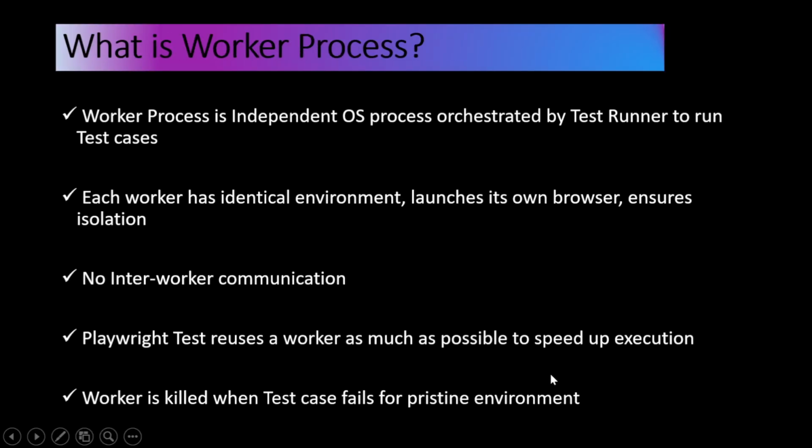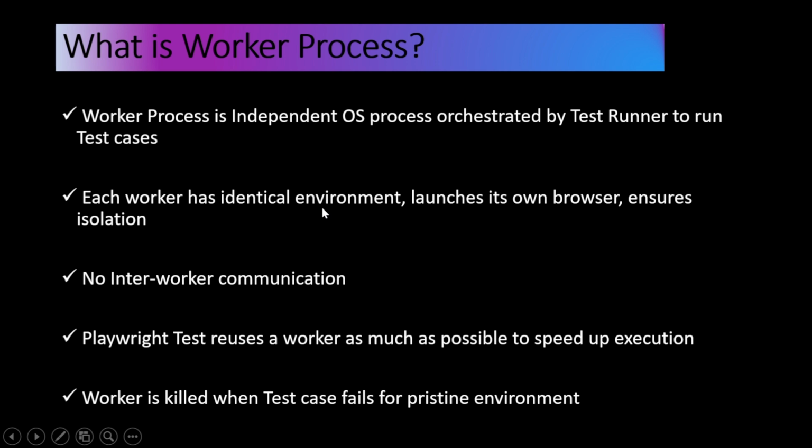So I'm navigating to this particular slide. A worker process is an independent OS process which is orchestrated by the test runner. Because we have defined workers as undefined, the Playwright test runner will come into the picture, and it will assign the number of workers depending on CPU core and the number of test cases we are running. In our case we have 2 test files, so that's why 2 workers would be assigned.